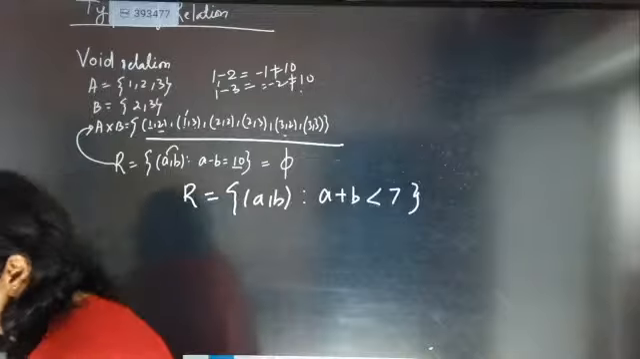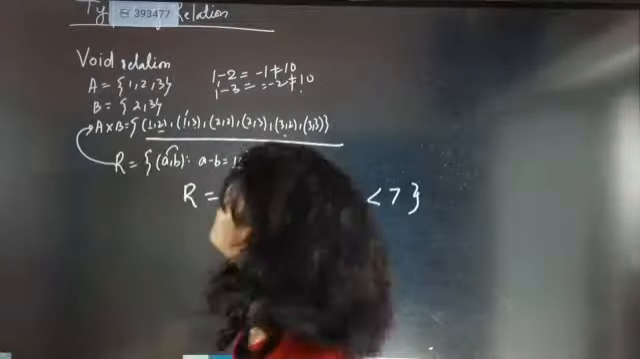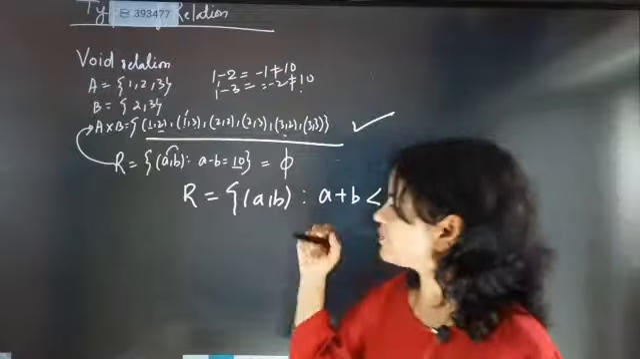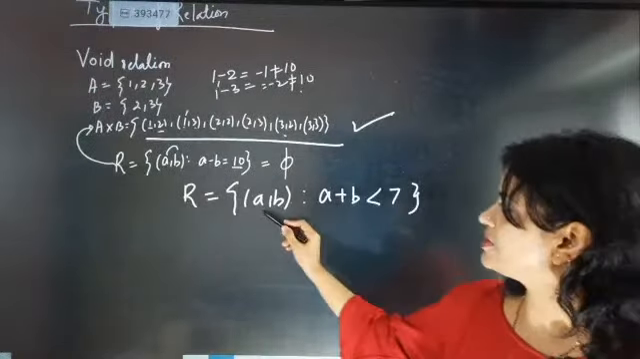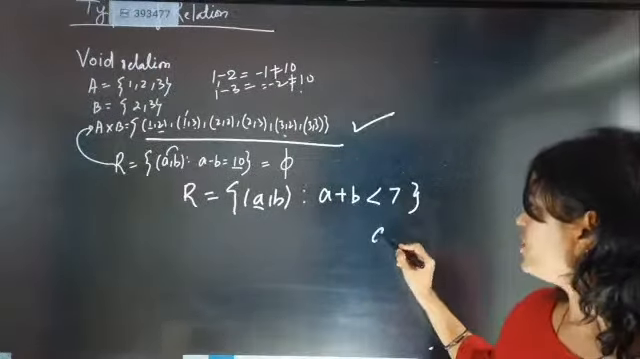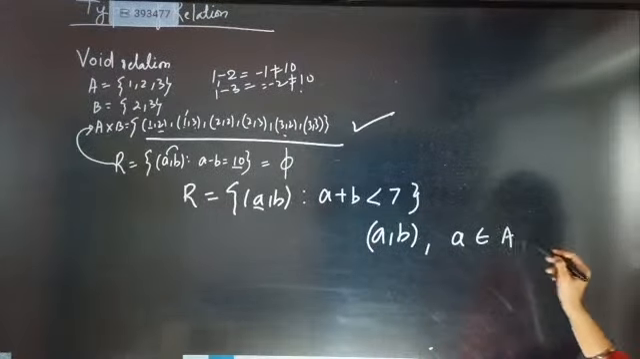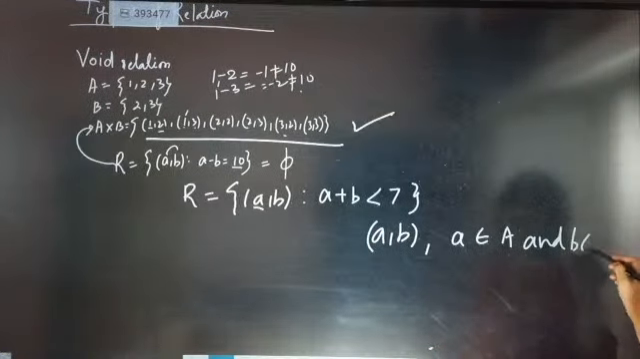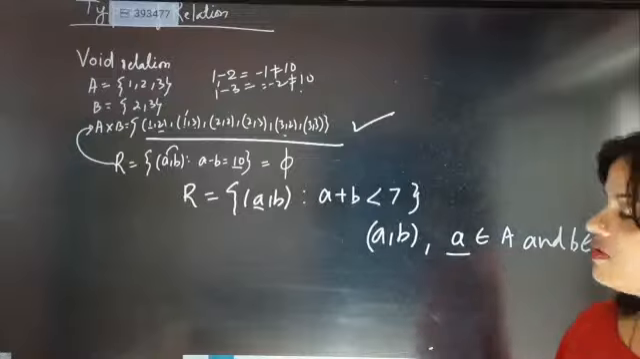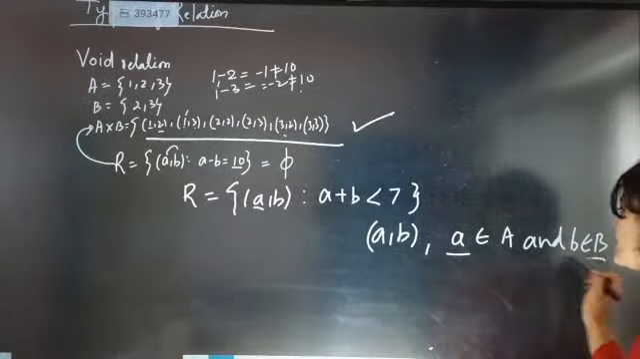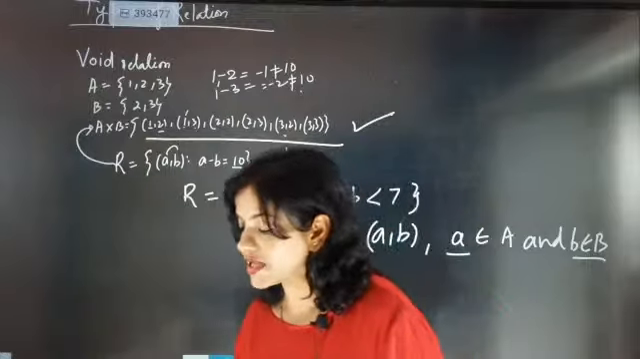Kabilan, are you there? A cross A is there. I am taking from here only. A cross B only I have taken. I am just telling one thing, that A is an element of A. So when you are writing A comma B, here A will belong to A and B will belong to B. So the first element always represents A and the second element represents B.